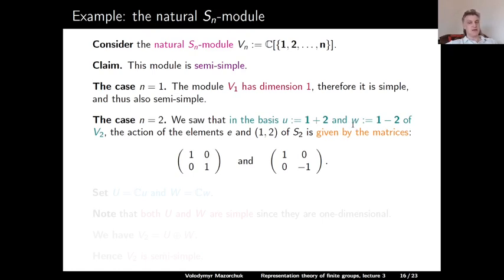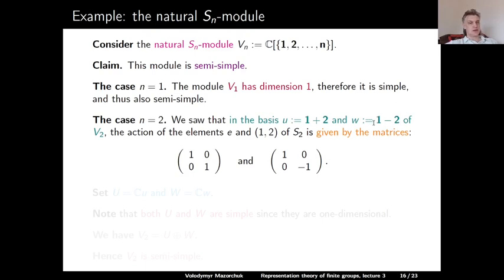And in this basis, the action of the elements of S_2 is given by the following matrices. Of course, the identity element in S_2 acts via the identity matrix. And the transposition (1 2), so if we apply (1 2), then U of course goes to itself. So the first column is (1, 0). While W, it's 1 minus 2. If we swap 1 and 2, we will get 2 minus 1, which is minus (1 minus 2).